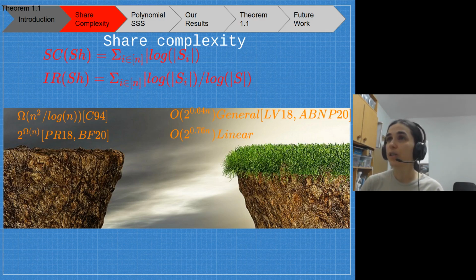So what is the state of the art in terms of positive and negative results? We have mentioned that in the 80s already, it was shown that all monotone access structures have secret sharing schemes.